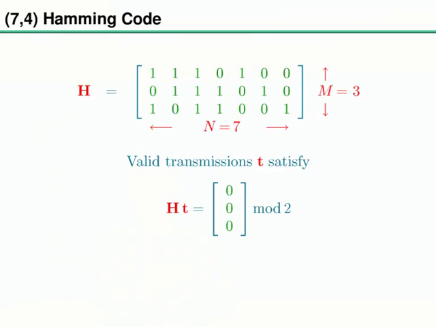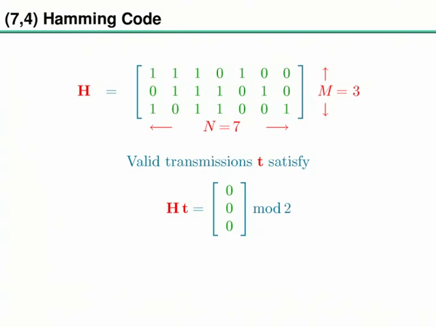Now on the screen, I'm showing you another way of defining the 7-4 Hamming code. It's the same code, but I'm showing you the three constraints by a matrix, and this is called the parity check matrix. For any linear code, you can define the set of constraints by a set of rows. We have three here, three circles. Each constraint is defined by a row of the matrix. Valid transmissions satisfy this equation: H times T, where T is the transmission, is equal to 0.